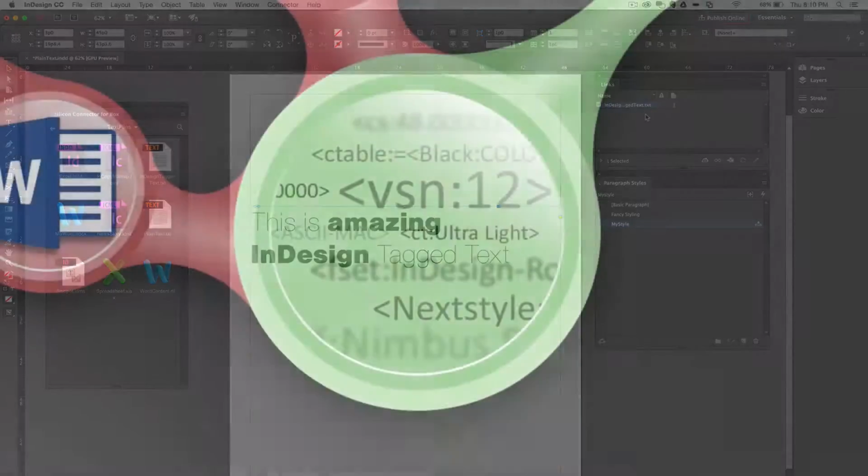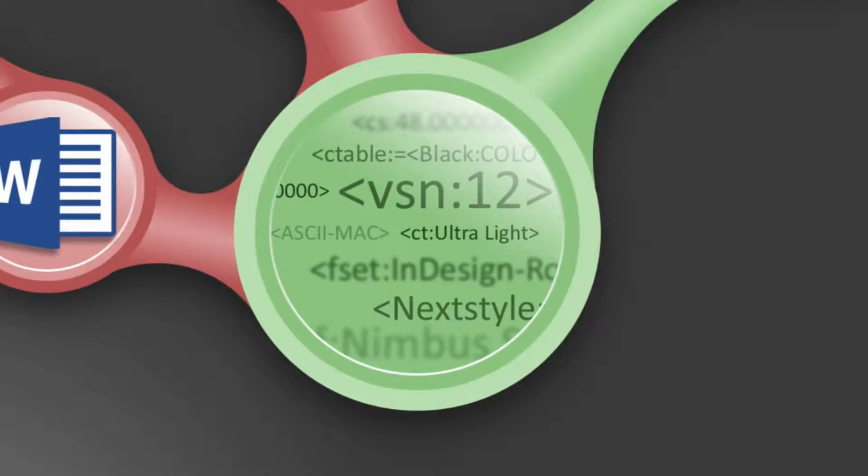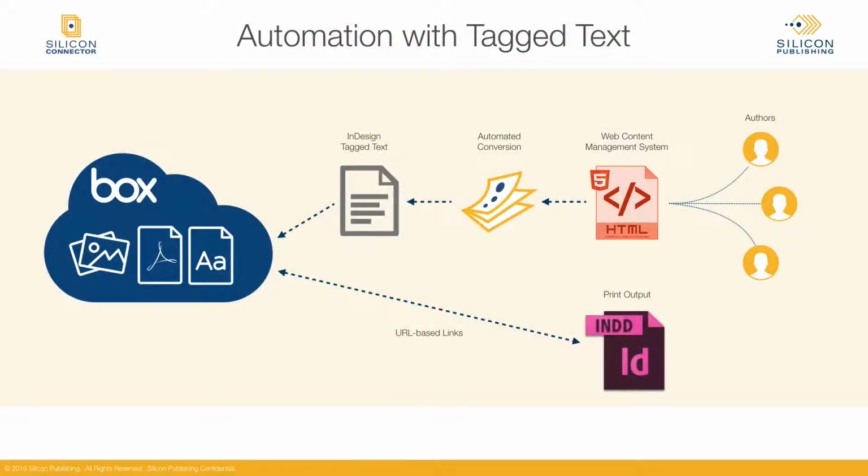However, you have to be something of a computer scientist to hand tag raw tag text. Tag text does have value in automated workflows. For example, you can automate conversion of HTML from WordPress into tag text, send that to Box, and use the linked content in your InDesign document.